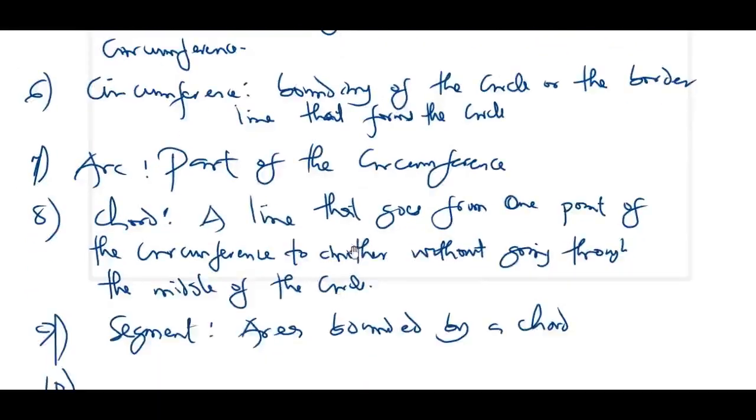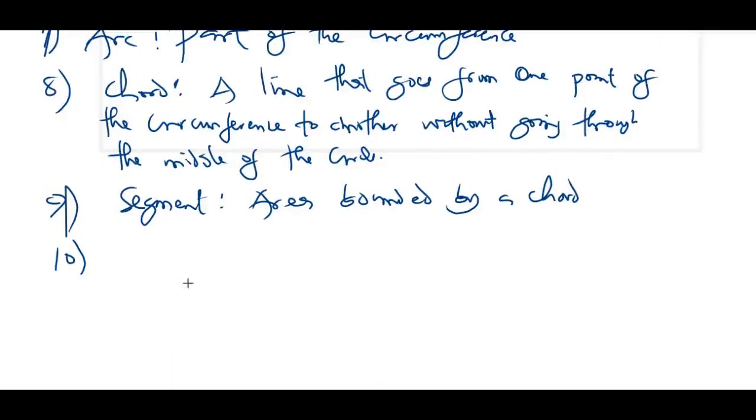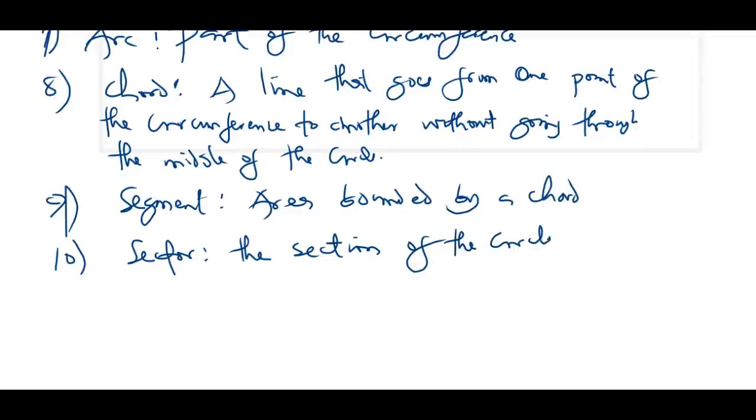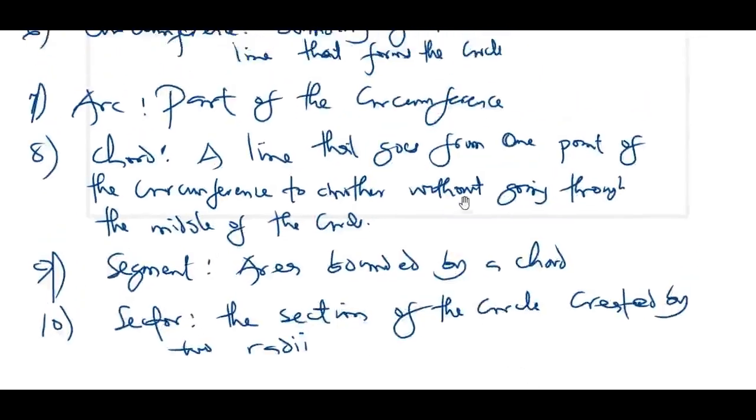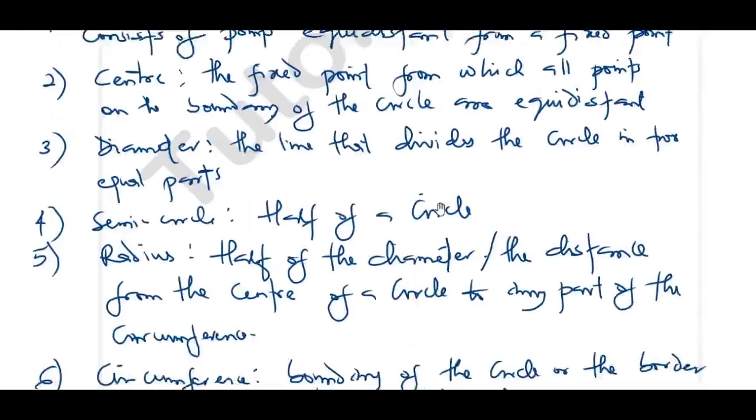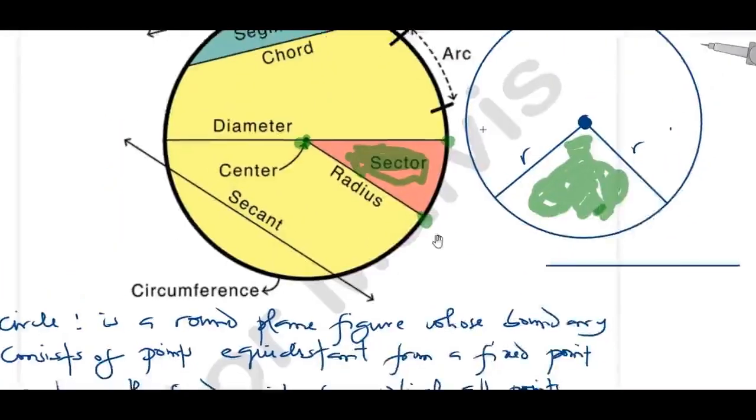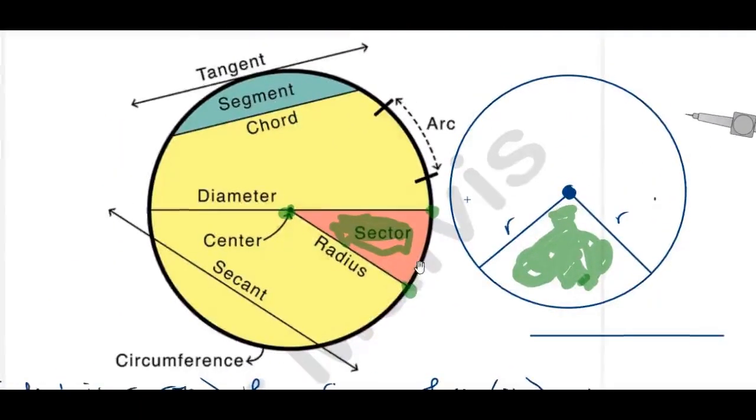So we have a major sector and we have a minor sector. So a sector is the section of the circle created by two radii, or the area bounded by what? Two radii. So that is a sector.